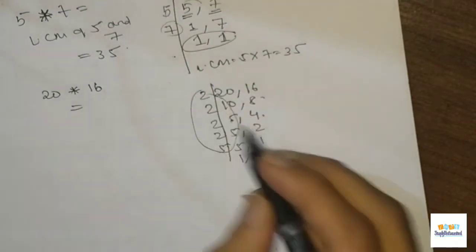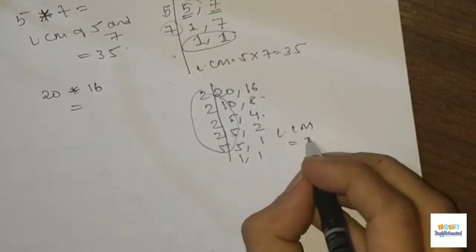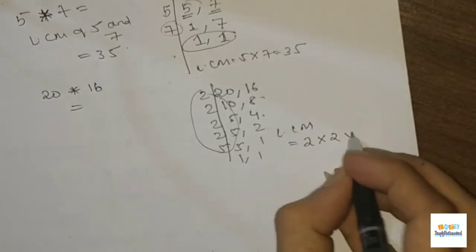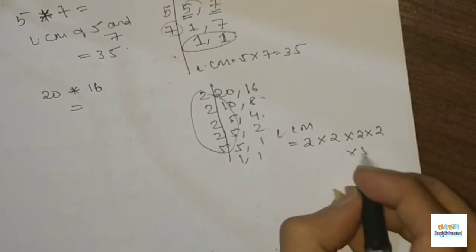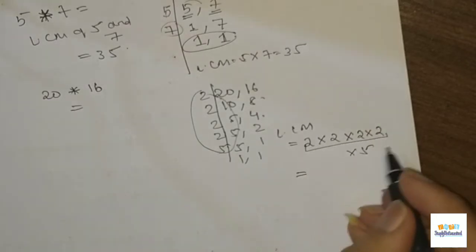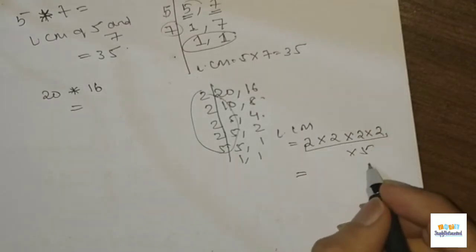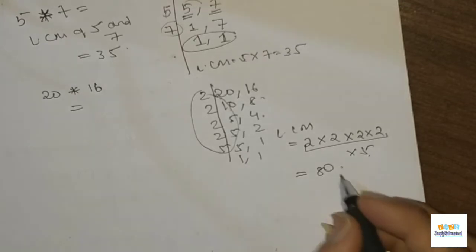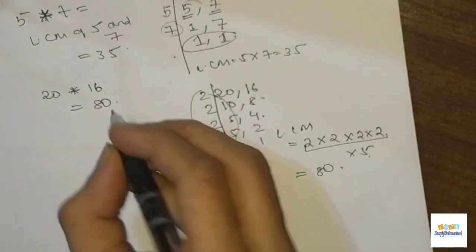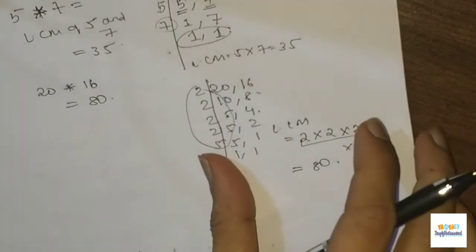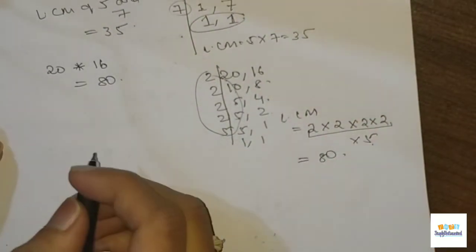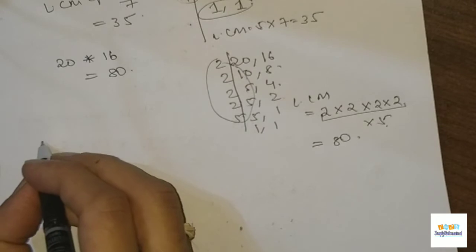Now this is the LCM. So LCM is 2 into 2 into 2 into 2 into 5. So that will be what? This is 2 raised to 4, which is 16, multiplied by 5 is 80. Okay, so 80 here we got, right? 20 star 16. So that is the first question. Okay, now let us go to the second one.